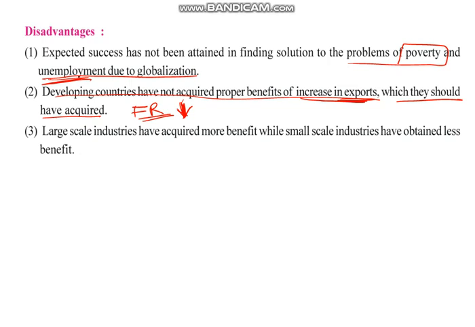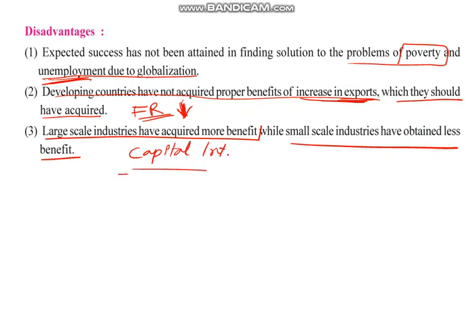Next, large scale industries have acquired more benefit while small scale industries obtain less. See, as I already told you, large scale industries acquire more benefit in comparison to small scale industries. Large scale industry means large industries, or the capital intensive industries, which acquire more benefit in comparison to small scale industries. Okay, so we saw privatization, advantages and disadvantages, and globalization, advantages and disadvantages, in this part of the chapter.